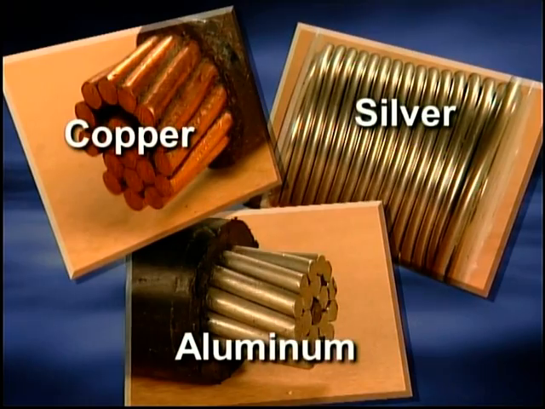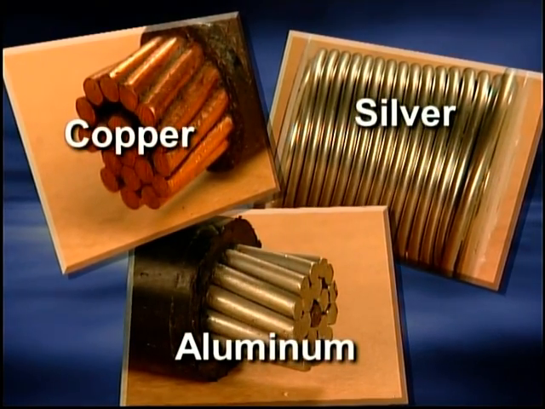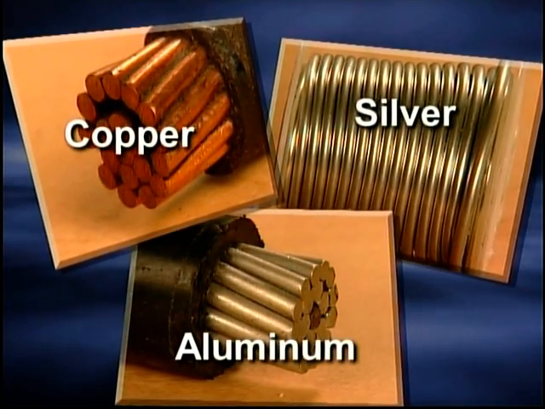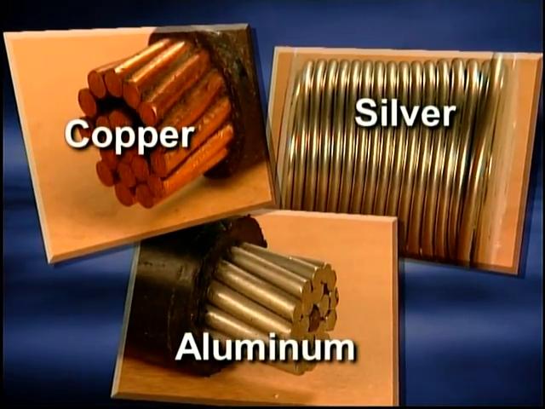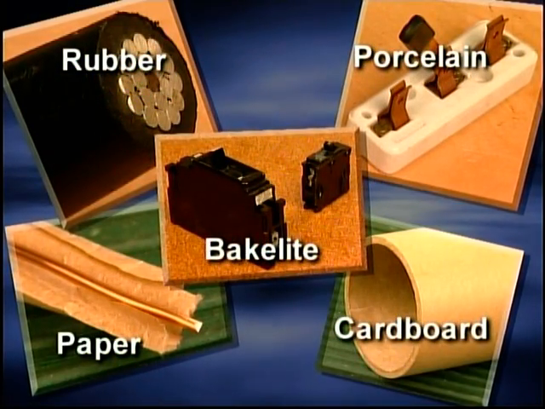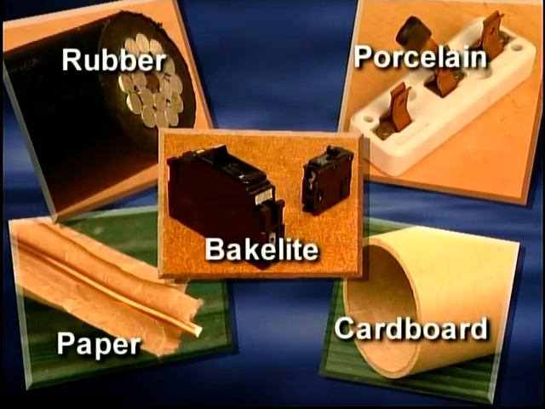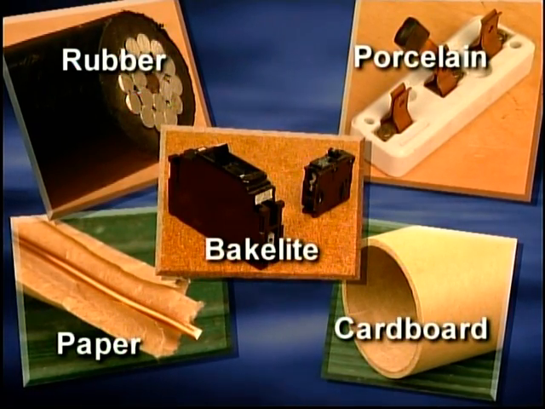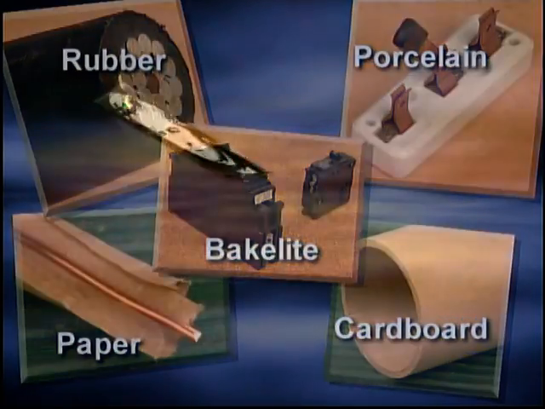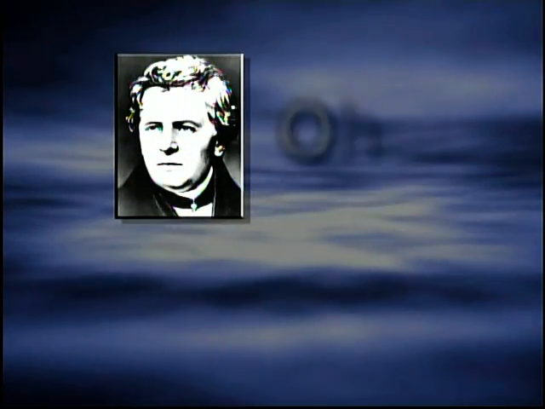Examples of materials with low resistance are copper, silver, and aluminum. They're known as good conductors of electricity. Examples of materials with high resistance are rubber, porcelain, paper, cardboard, and bakelite. They're known as insulators.